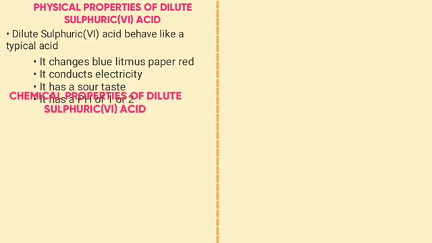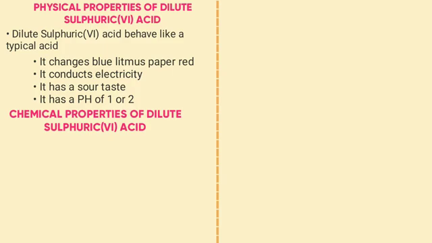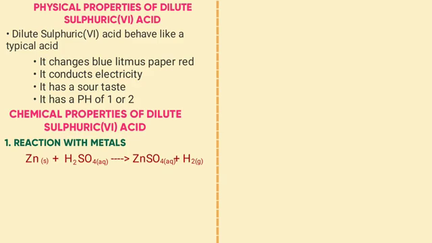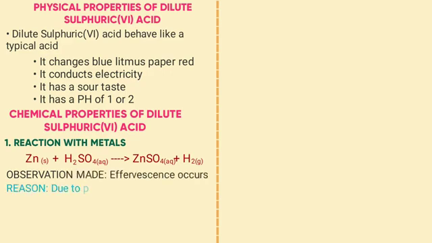Chemical properties of dilute sulfuric acid include reaction with metals. Example: zinc plus sulfuric acid, arrow, zinc sulfate plus hydrogen gas. Observation made during the reaction: the presence of gas due to production of hydrogen gas.